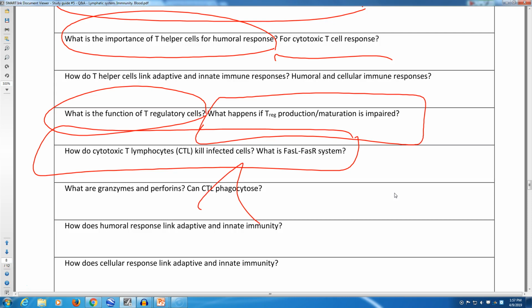Now, humoral response links adaptive and innate. We already talked about how antibodies can activate complement and increase phagocytosis. Cellular response: CD4 cells, helper T cells, increase the activity of macrophages, linking adaptive and innate immunity.